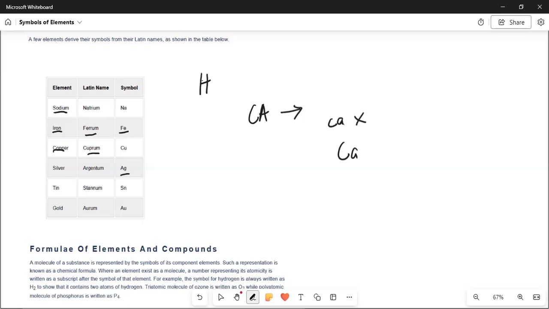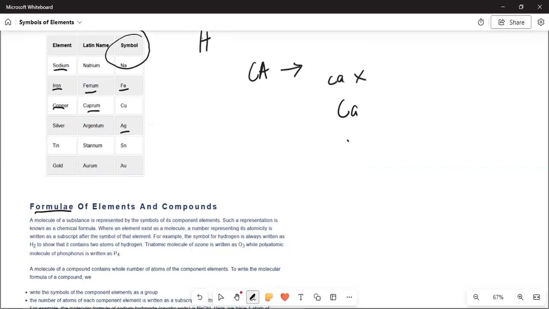Okay, just like we have symbols for elements, we have formulae for elements and compounds. Now it becomes a formula if it's a molecule. For example, we said in a previous lesson that some elements cannot exist as a single atom. In other words, they have to combine two or more atoms to form a molecule. And so while we use symbols for atoms of elements, we use formulae for molecules of elements or compounds. So a molecule of a substance is represented by the symbols of its component elements.